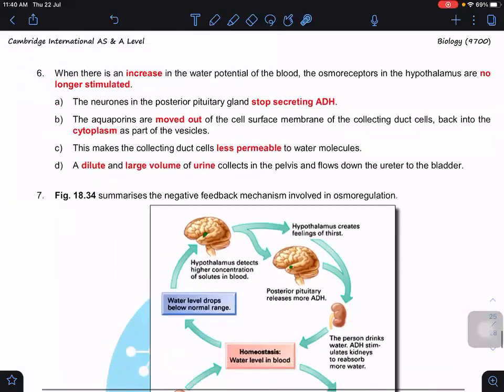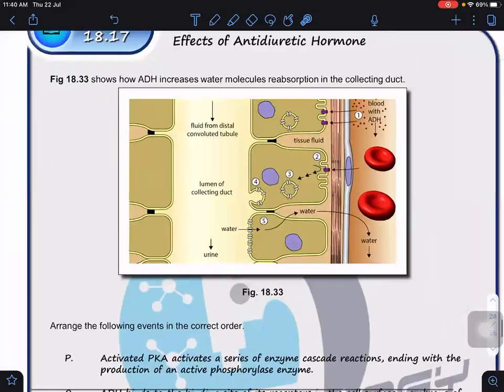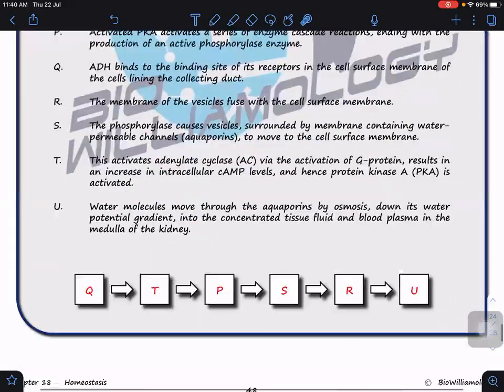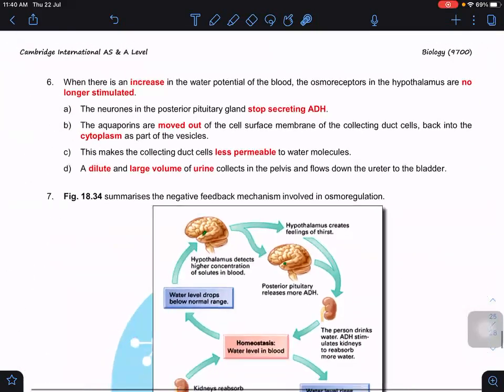So generally, you can see that, okay, again, the number of the aquaporins here depends on how much ADH binds. If more ADH binds, it means more vesicles can move and then it increases even more. Are you clear? It depends on the ADH. Clear? So when there is an increase in the water potential of the blood because of reabsorption, the osmoreceptor in the hypothalamus is no longer stimulated. When the water potential has increased already because we reabsorbed back the water molecule, right? So it means the osmoreceptor now detects, okay, within the normal set point, so the neuron in the posterior pituitary gland stops secreting the ADH.